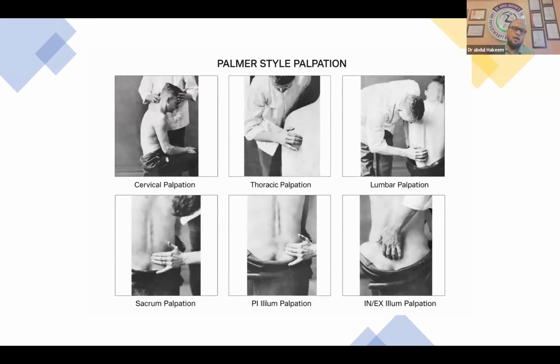How you are going to hypothesize also matters a lot during the palpation. You have to go for the feather touch always. You should not torture the body. You have to go for the feather touch. Cervical palpation first, thoracic, then lumbar palpation, then sacral. This is for PI ilium, then IN and EX ilium.